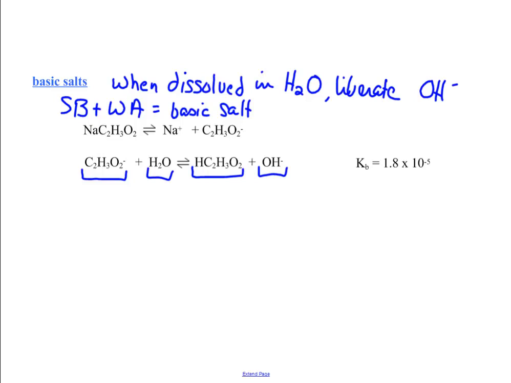Because I'm forming a basic solution, I have a Kb for this reaction. And just as before, the Kb in this case is equal to Kw divided by the Ka of acetic acid. So I can go from acid and base K values to their salt equilibriums, as long as I remember that I'm dividing the Kw by either the Ka or the Kb. Now, we have strong acid plus weak base, strong base plus weak acid. What happens if I have a weak acid plus a weak base?